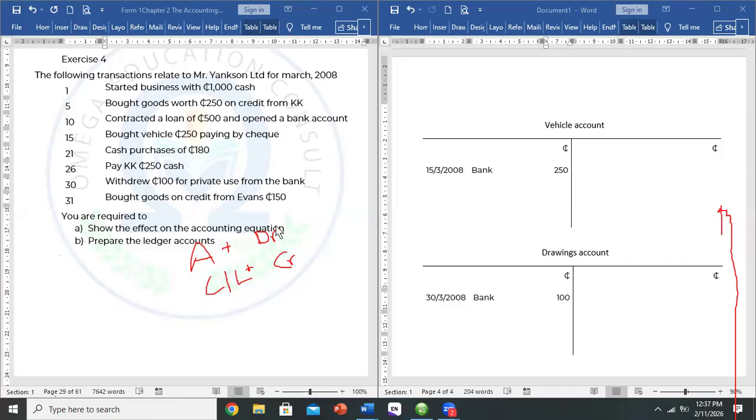I want you to analyze the 31st transaction: bought goods on credit from Evans. So what is going to happen? Will there be an increase in asset or increase in liability or what? There's going to be an increase in assets. And there's also going to be a decrease in assets because his cash is going to reduce. Okay, but here there's no cash. We said bought goods on credit from Evans. We bought it on credit, so it means we didn't pay. Okay, so it will be increasing liability.